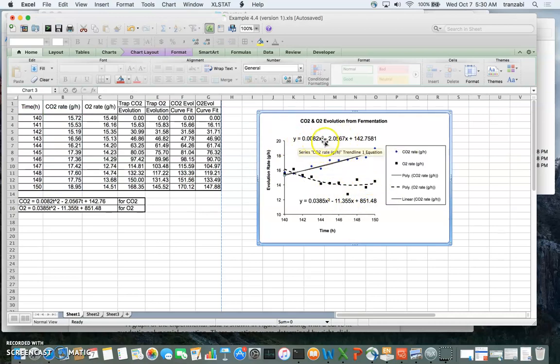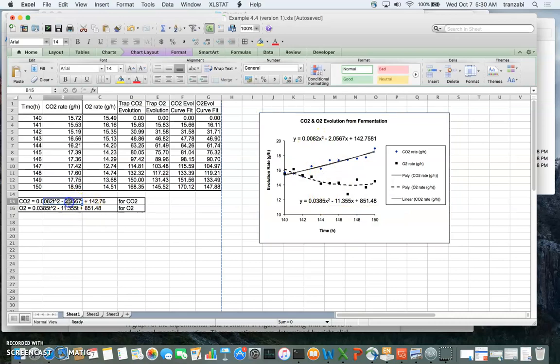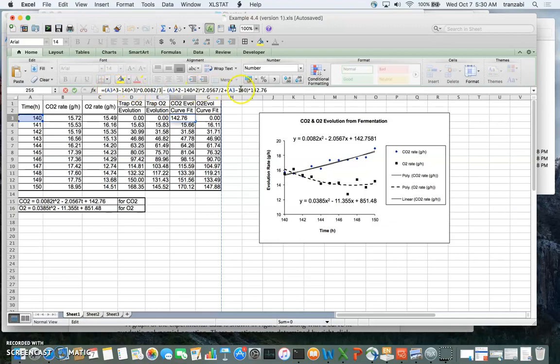We can go ahead and integrate this. I just have these equations written here. For CO2, that's the fit, and for O2, that's the fit. If you integrate this with time, then you get the equation like that. I implemented already here. Now we're going to integrate this equation analytically from 140 to 140 for the first point, for the second point from 140 to 141, for the third point from 140 to 142, and so forth, right? So the first one actually you get 0, that's fine.